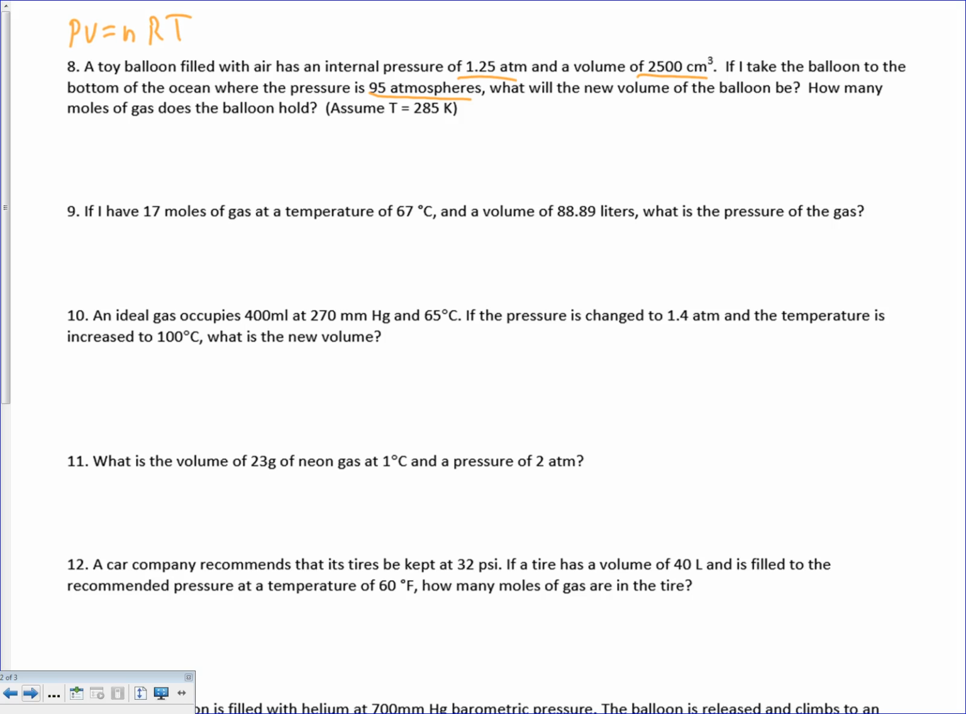and then you solve it so that the ones that are changing are all on one side, while pressure and volume are already on one side together. We're going to assume the n, the R, and the T are constant. So the equation we get from this is P1 V1 equals P2 V2.